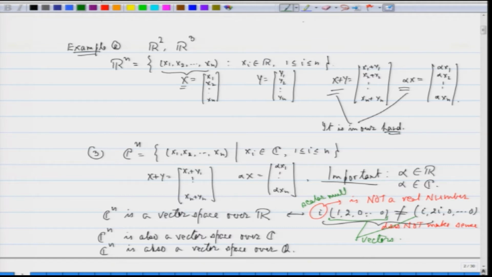A scalar multiplication with a complex number is not allowed. Fine. So, this is important: when you are talking of complex Cn as a vector space over R, you are not allowed to multiply by a complex number, you are allowed to multiply only with real numbers. Similarly, here you are allowed to multiply only with rationals, here you are allowed to multiply with everything.